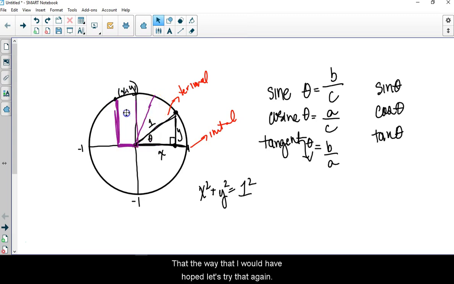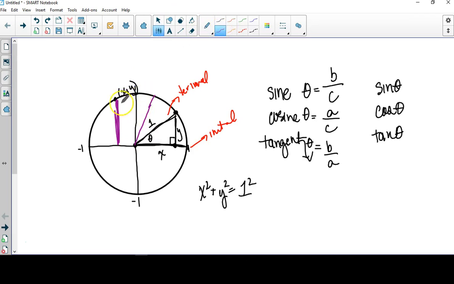Oh, that didn't work out the way that I would have hoped. Let's try that again. It's going to just do the same thing on the other side.